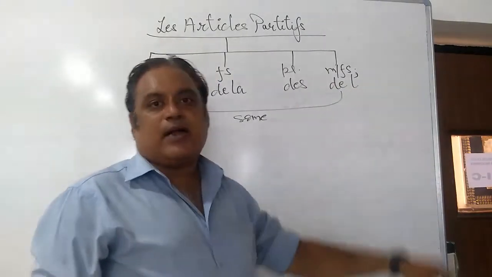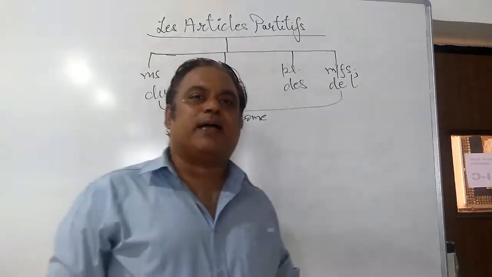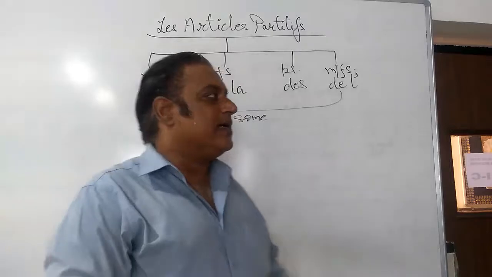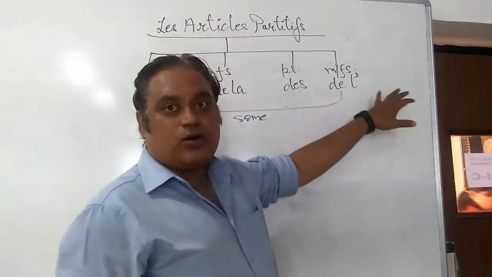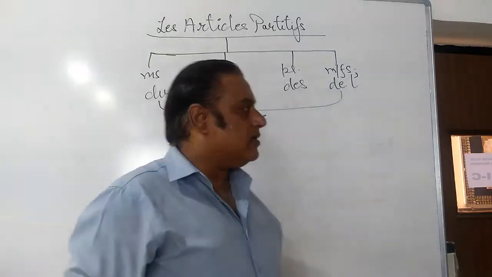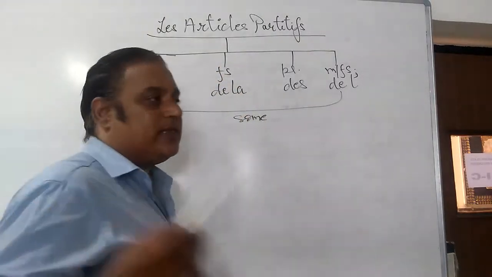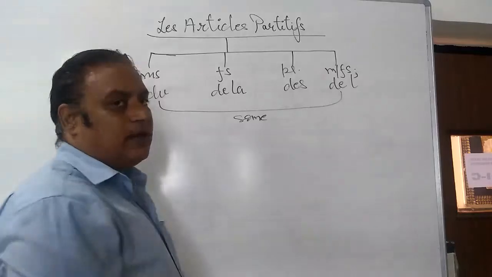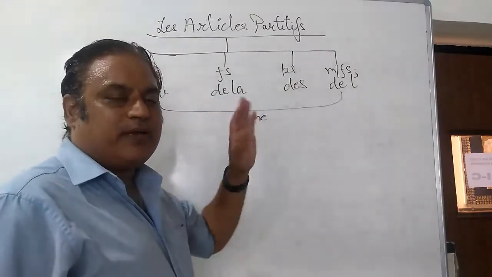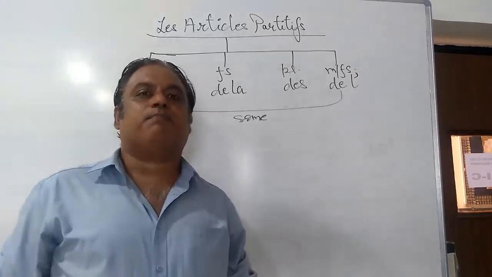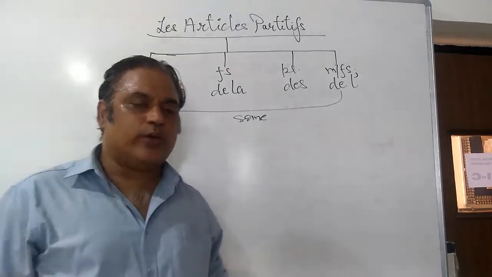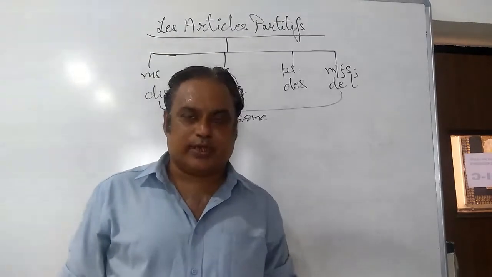And one partitive article is used for either a masculine or a feminine singular noun starting with a vowel, that is de l', de L apostrophe. And their English counterpart is the word some, that is, some stands for all of them. So these are the partitive articles. This is the breakup of the partitive articles. Now we are going to learn how to use them.